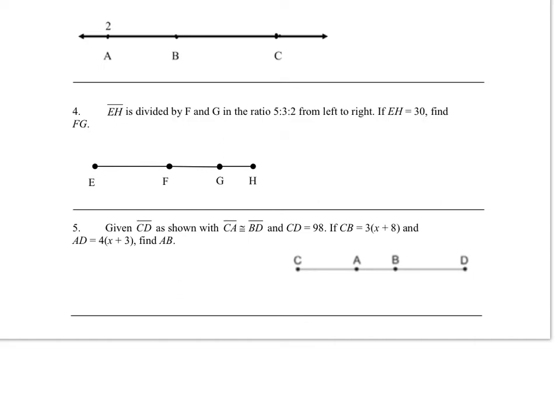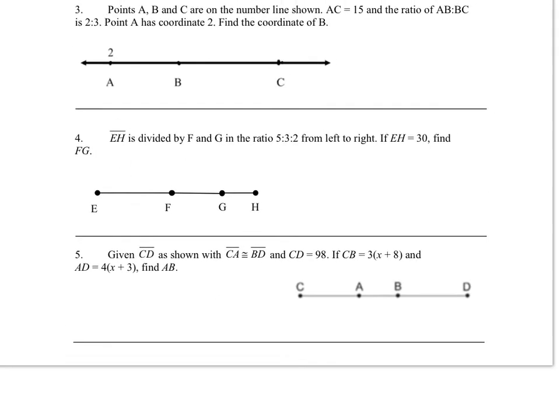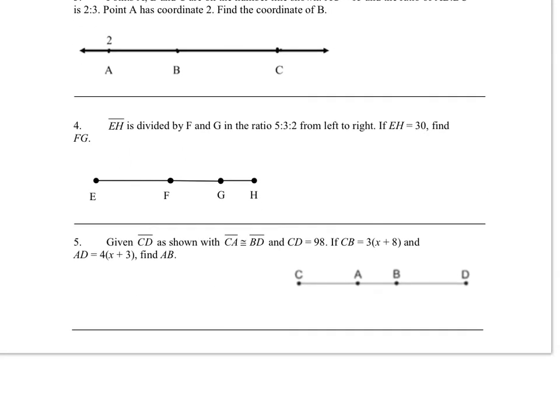Okay, so we're going to take a look at a couple of problems that caused the most trouble when we were doing this in class. So let's look at number 4. It says that segment EH is divided by F and G in the ratio 5 to 3 to 2. So we're going to write that 5 to 3 to 2. And it also tells us that segment EH is 30.